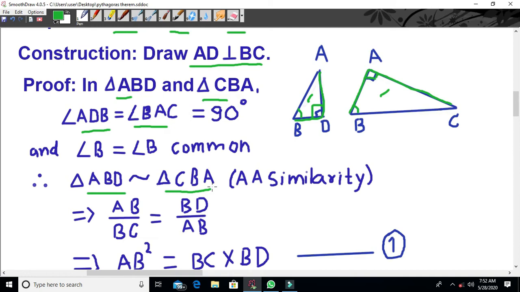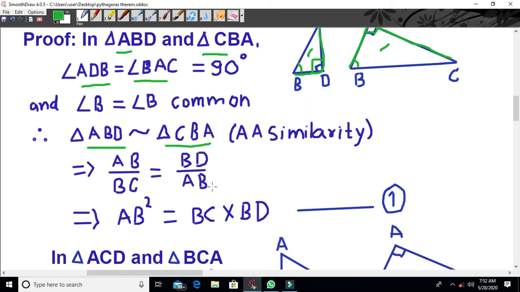If both the triangles are similar, then their corresponding parts are proportional. We are taking this AB side and this CB side. So AB by CB is equal to BD by BA. Now use cross multiplication, you get AB square is equal to BC into BD. Make it equation 1.